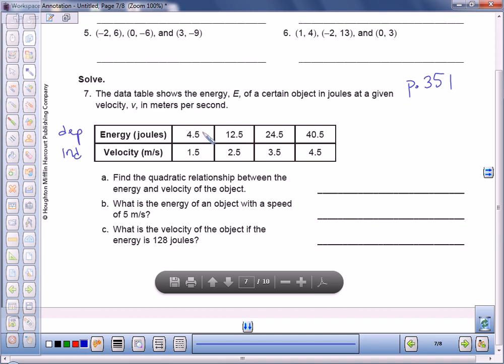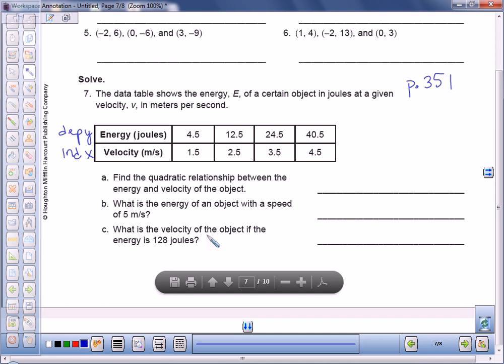So this table is backwards from what we're used to. This is what we think of as our x, and this is what we think of as our y. Now normally you're given the table in the correct order, but this time you weren't. So you had to read carefully here to discover that. Now it asks us to find a quadratic relationship between the energy and the velocity.